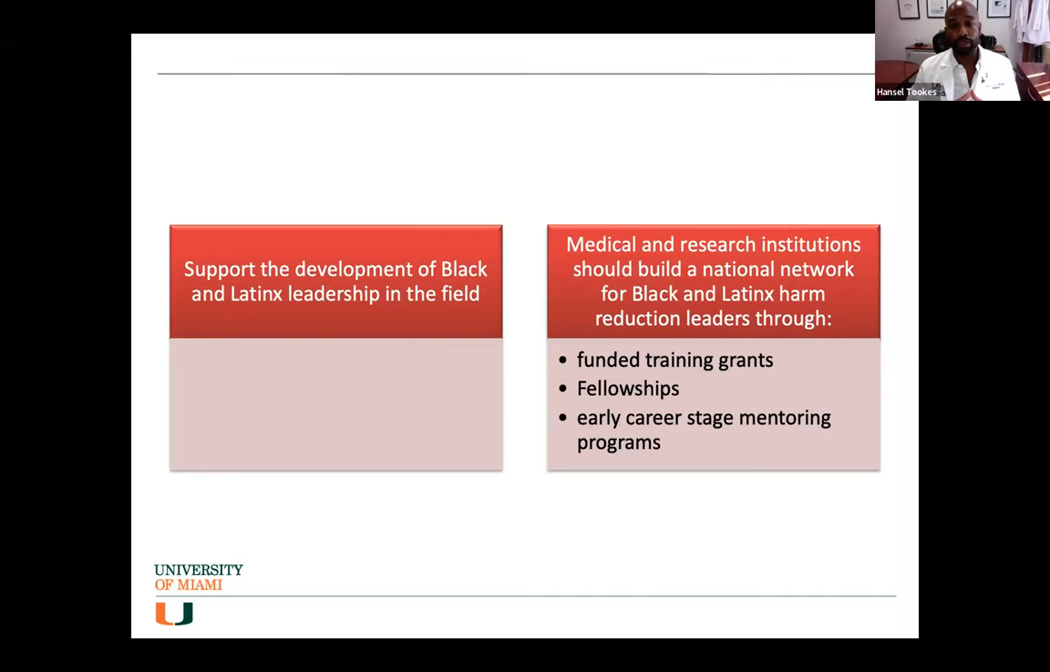So this is the dream slide. So we have to support the development of Black and Latinx leadership in the field. And medical and research institutions should build a national network of Black and Latinx harm reduction leaders through funding training grants, fellowships, and early career stage mentorship programs. I mean, can you imagine a network of BIPOC leaders in harm reduction in this country? And I want to say today, if anyone here needs mentorship, please reach out to me. It would be an honor.